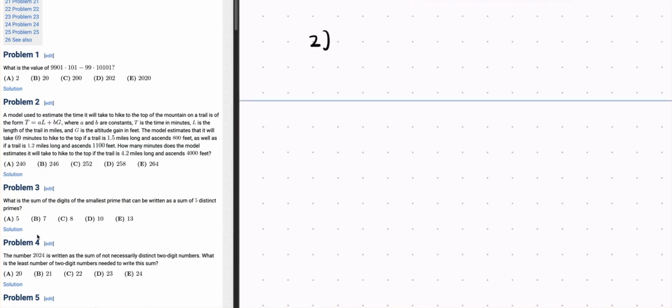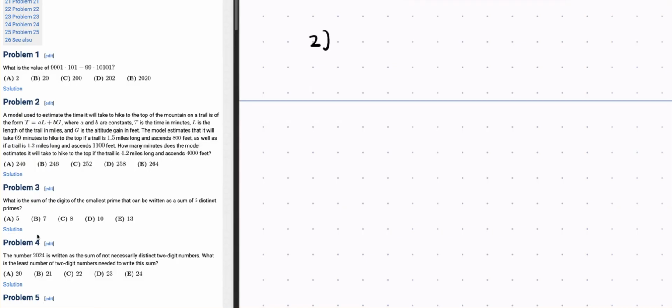A model is used to estimate the time it will take to hike to the top of a mountain. A trail is of the form T is equal to AL plus BG, where A and B are constants, T is the time in minutes, L is the length of the trail in miles, and G is the gain in feet. The model estimates that it will take 69 minutes to hike to the top if the trail is 1.5 miles long and ascends 800 feet, as well as if a trail is 1.2 miles long and ascends 1,100 feet. How many minutes does the model estimate it will take to hike to the top of the trail if it is 4.2 miles long and ascends 4,000 feet?